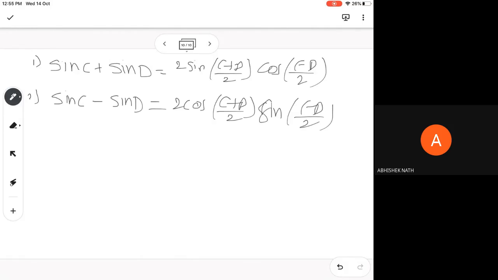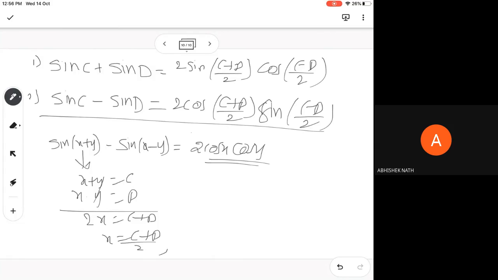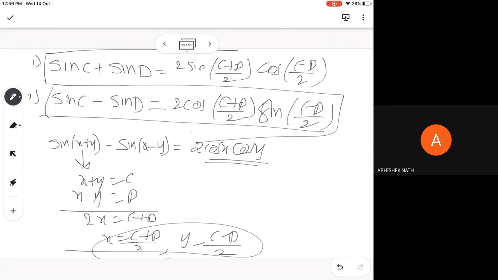How do you get this one? Same: sin (x plus y) you take, minus sin (x minus y) you take. So what do you get? 2 cos x sin y. Now consider x plus y as C and x minus y as D. Then 2x is equal to C plus D, so x is equal to C plus D by 2, and y is equal to C minus D by 2. So you replace these here, and the formulas for sin C plus sin D and sin C minus sin D come.